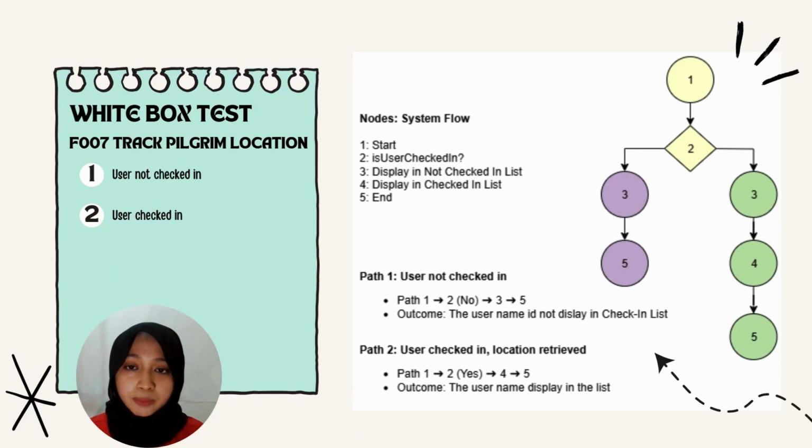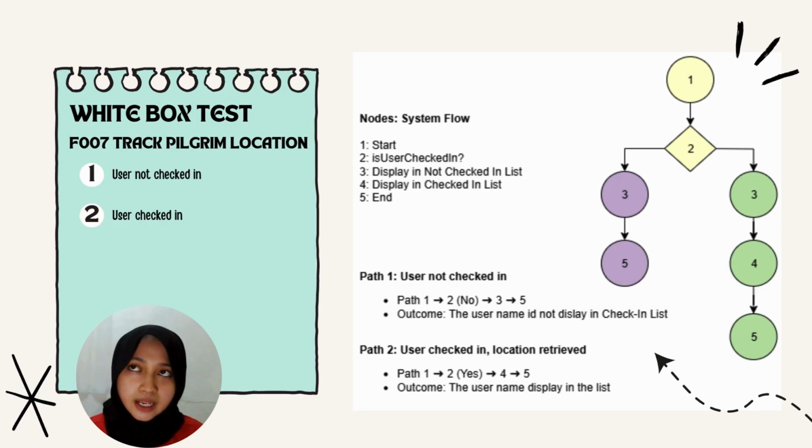The next one is the whiteboard test for F007 track pilgrim location. This is based on the check-in list feature, where the admin can see which users are not checked in yet or already checked in. We have several parts. Part 1, user not checked in. It goes to 1 and 2. It goes to no because the user is not checked in. It will go to 3, and the last one is 5, if ends.